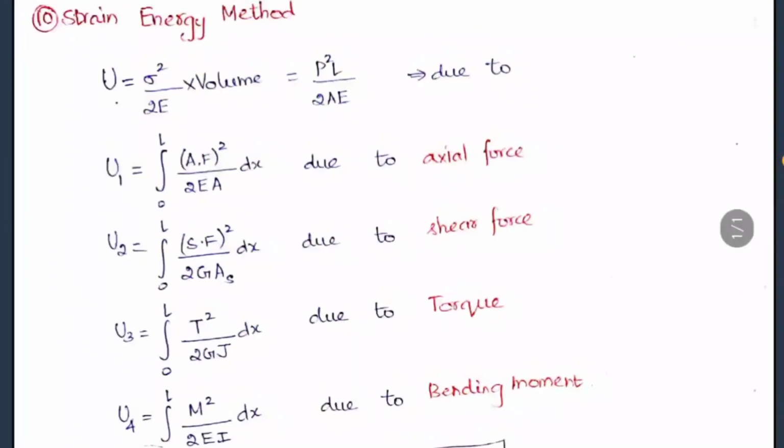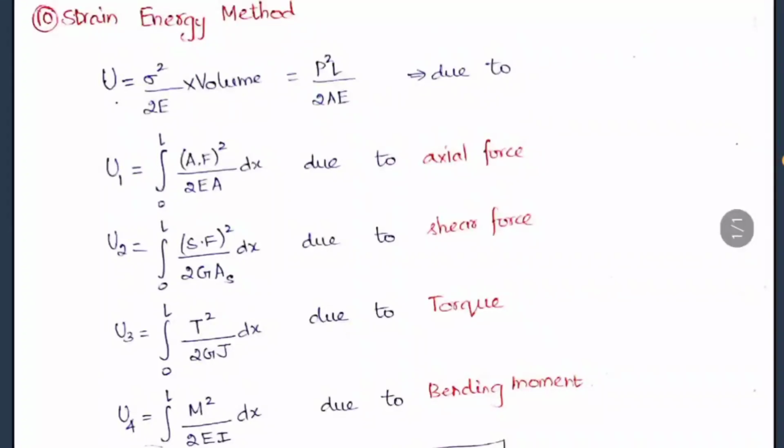So today we are going to see about the strain energy method. Among the various methods of the force and displacement method, this is one of the methods. Here there is a direct formula to find the strain energy. It goes like this: U, the strain energy, is equal to sigma square by 2E into volume.